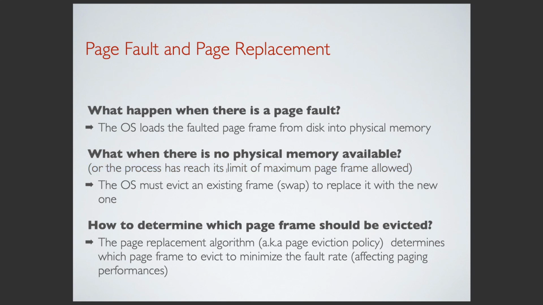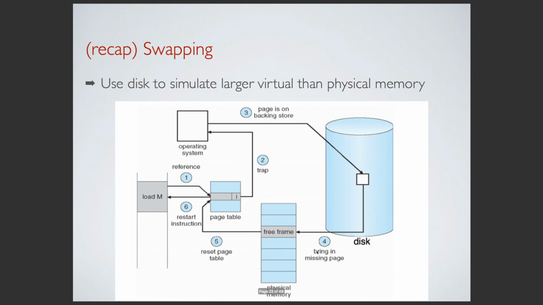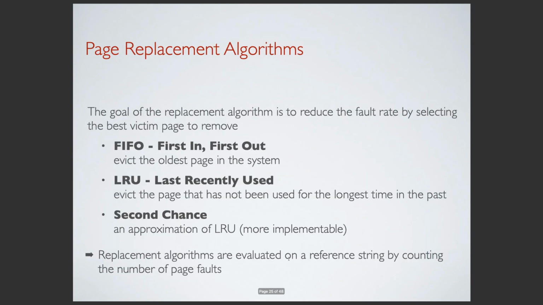So here it doesn't matter. Either the memory is full, or there is some kind of limit put on the process that says, hey, you cannot have more than X pages. In that case, the OS must evict an existing frame, swap it, and replace it with a new one. But how do we determine which page frame to evict? Because again, we want to minimize page faults, because a page fault means the OS needs to do something, meaning it takes time. So we want to minimize that. We're going to have some kind of algorithm to minimize page faults that determines which page to evict.